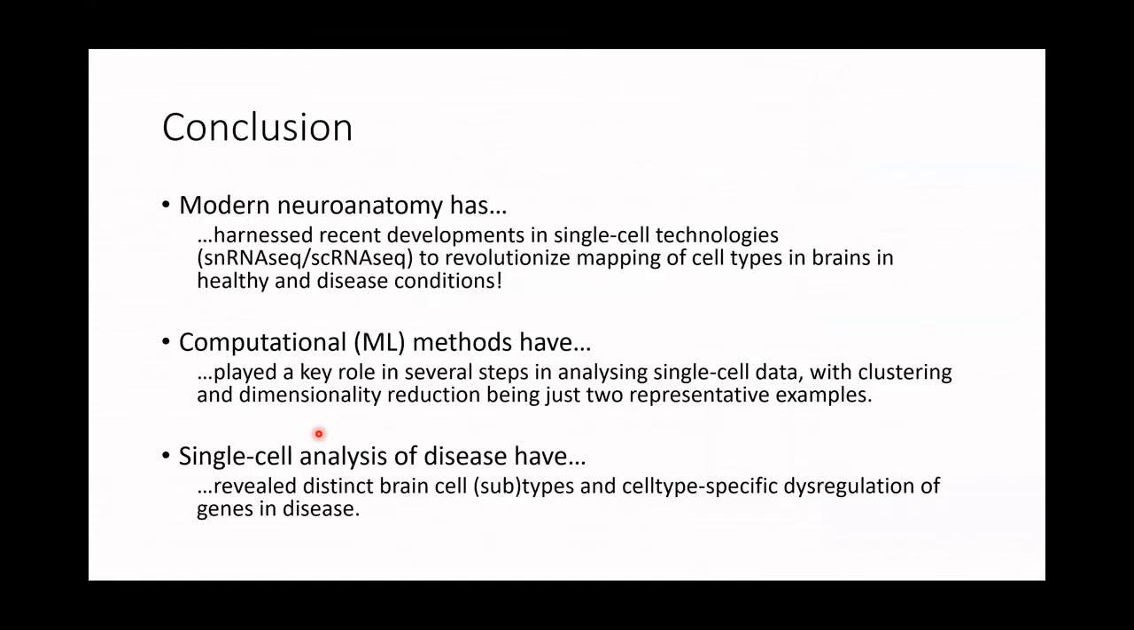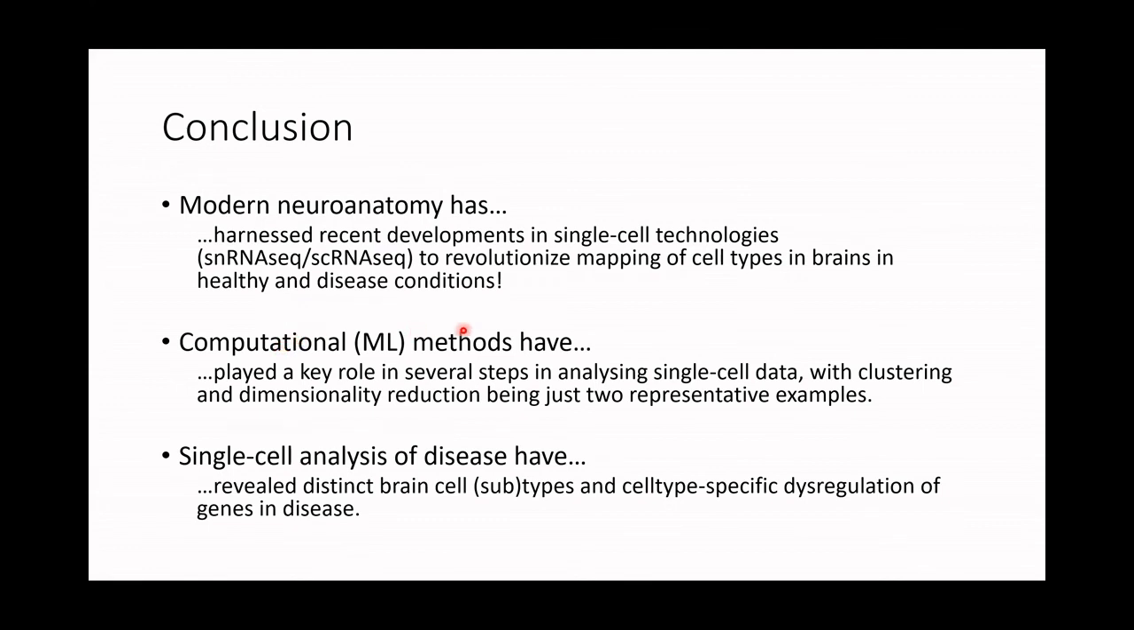So that brings us to, hopefully, the value of a single nuclear or single cell analysis that convinces you. What we have seen in this lecture is that modern neuroanatomy has harnessed recent developments in single cell technologies to really revolutionize how you map cell types and cell subtypes in the brain. And that can be applied to both healthy postmortem brain samples as well as diseased brain samples. That is the experimental or technological advance that has been harnessed by recent neuroanatomical research, right?